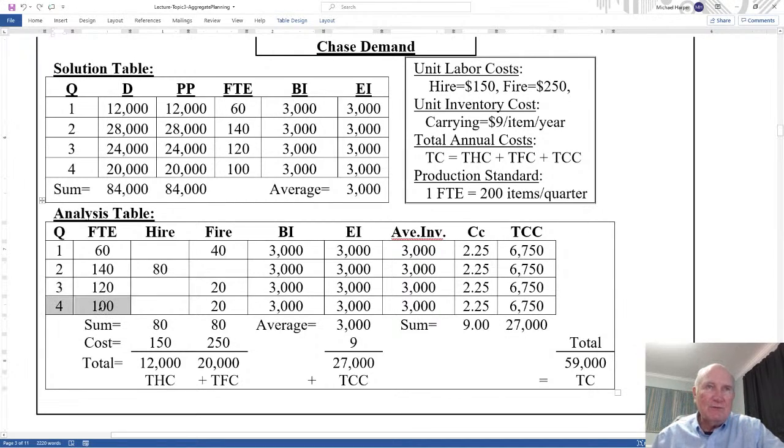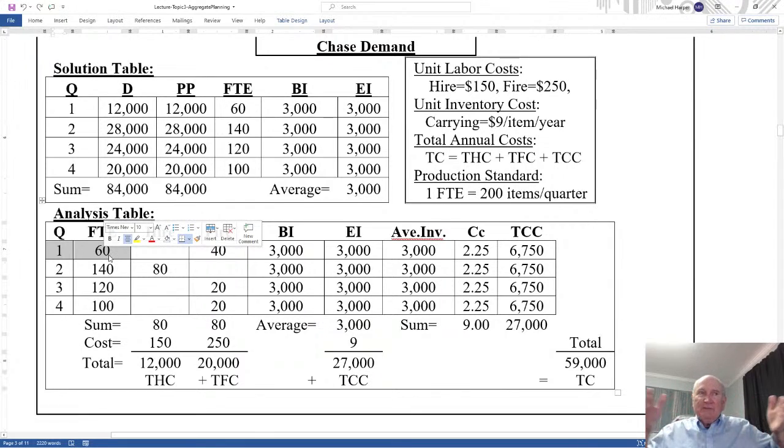I do the same thing for the fourth quarter. And at the end of the fourth quarter, I have 100 FTEs. But then the next quarter that's going to occur is going to be the first quarter, which is 60. So I have to reduce 100 down to 60 the first quarter of the next year, because this just keeps going. Our company doesn't operate just 1 year at a time. It operates year after year after year, and you have to plan accordingly.